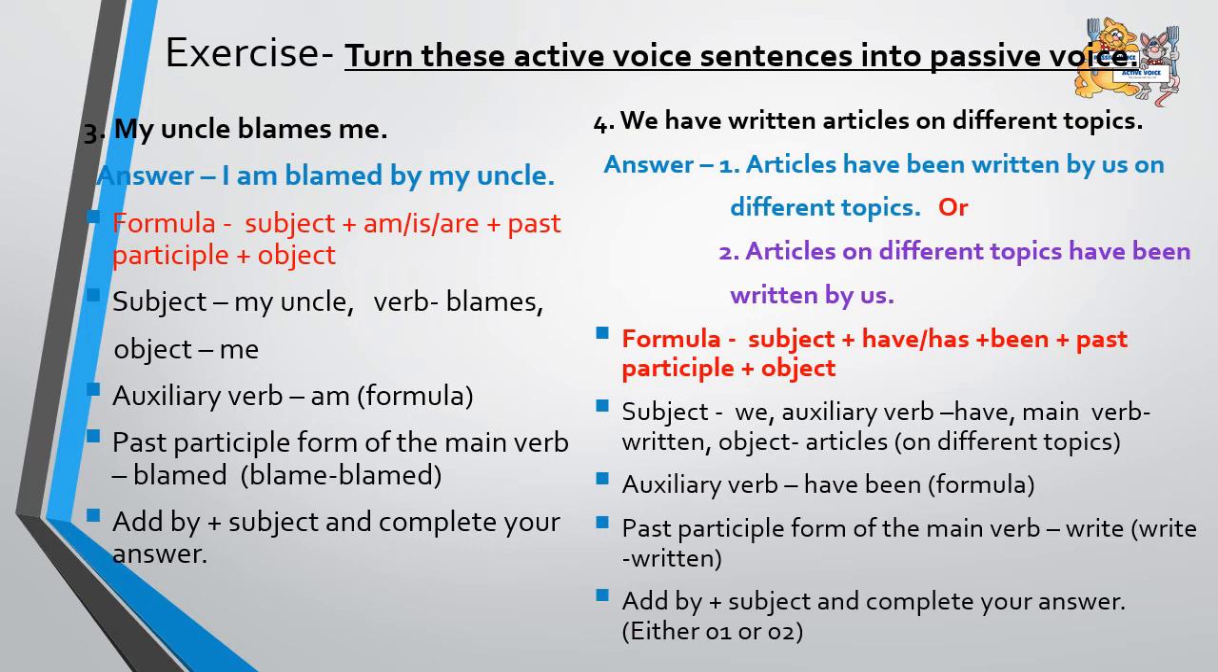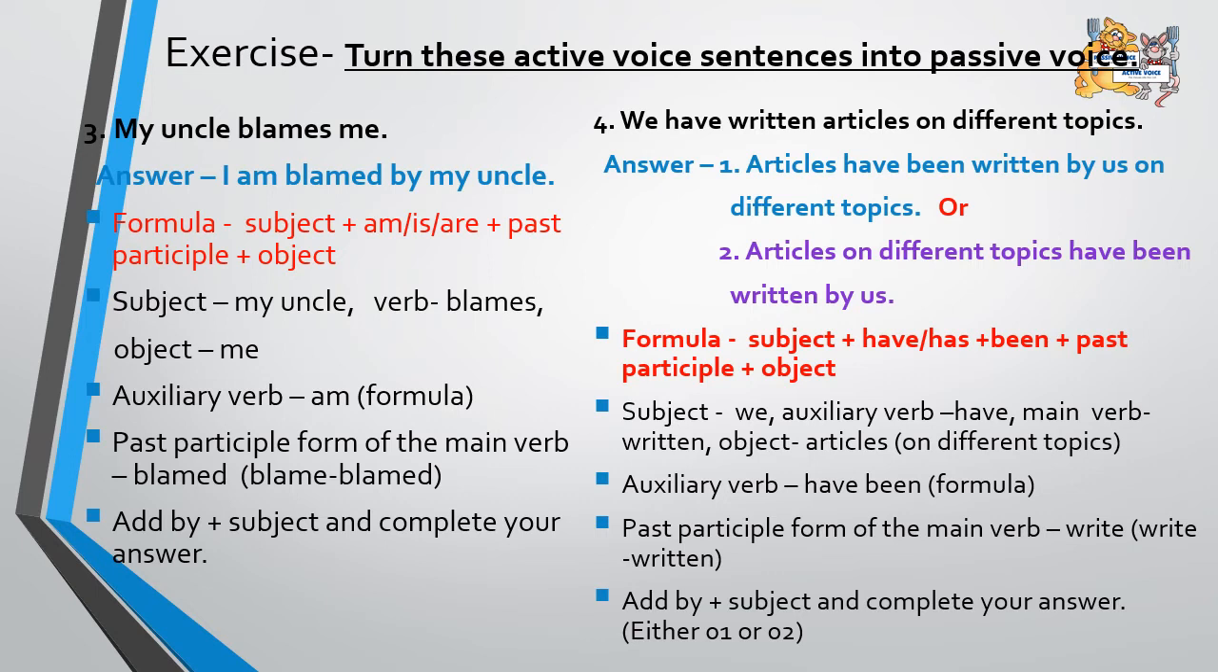Then we select the auxiliary verb am from the formula. Next you should write the past participle form of the main verb blame, that is blamed. Finally add by and the subject to complete your answer.